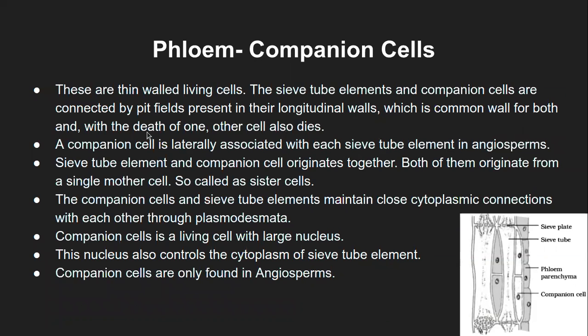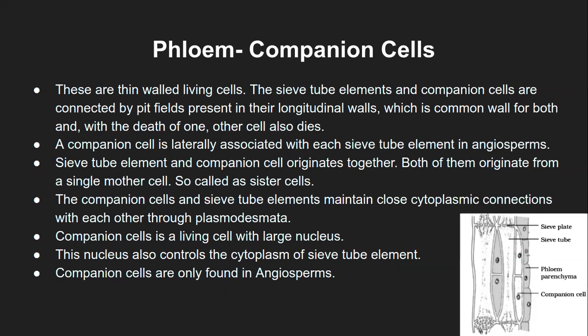And usually it is said that if either the sieve tube or the companion cell is dead, the other counterpart will also die. That is the actual case, because the nutrition and everything will not be transported to either of the cells, and then obviously they will die. The companion cell is laterally associated with each sieve tube element, so each sieve tube that you see will always have one companion cell along with it.